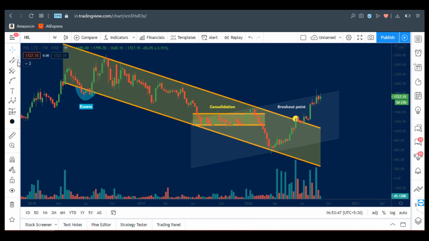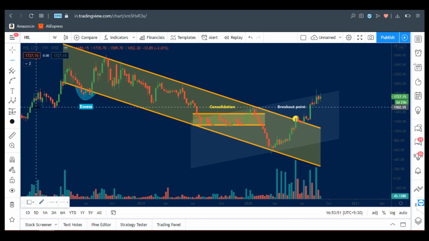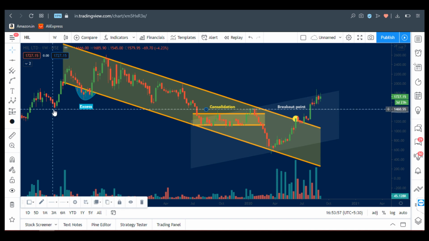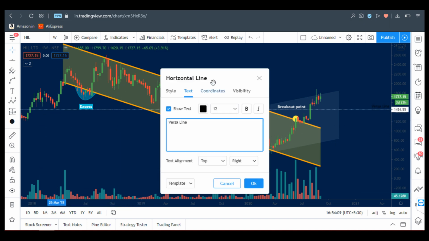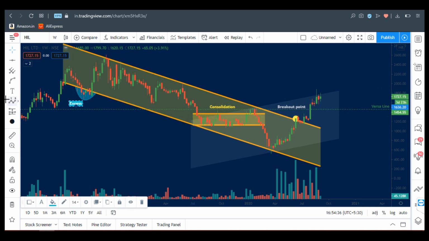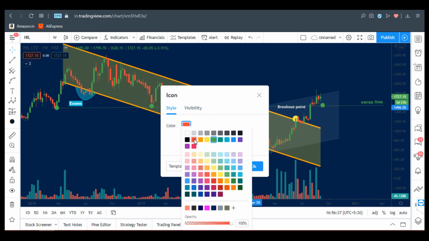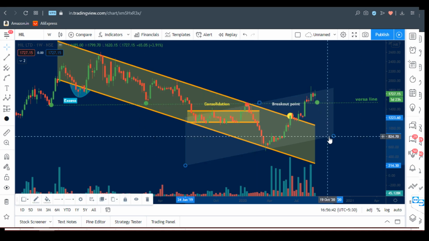Now I'm drawing a line which is simple and could be called a versa line. That's what I call it, where the price from 26th March 2018 to 8th July 2019, and on the same date, that is 8th July 2019, the support line is getting broken. And you wonder what would happen next?